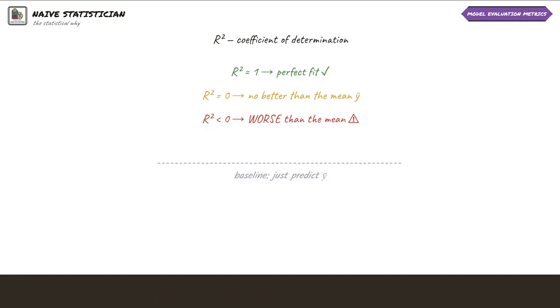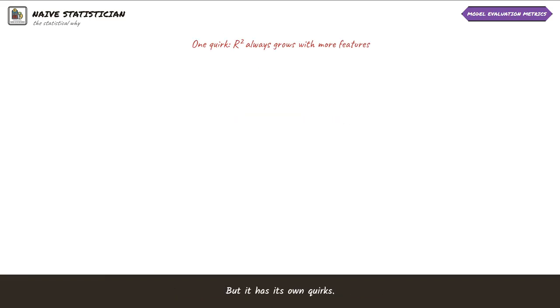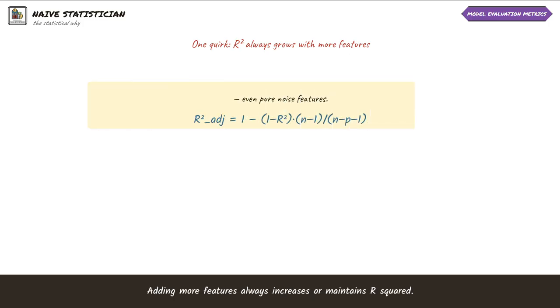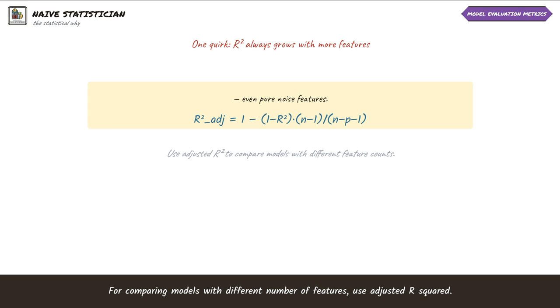R² is unitless, which makes it easy to compare across problems, but it has its own quirks. Adding more features always increases or maintains R², even if those features are noise. For comparing models with different numbers of features, use adjusted R², which penalizes extra parameters.